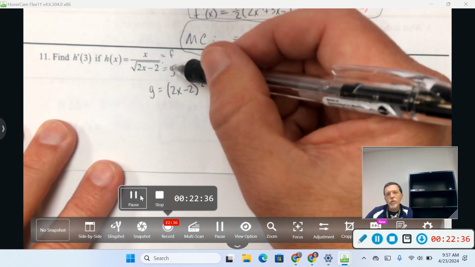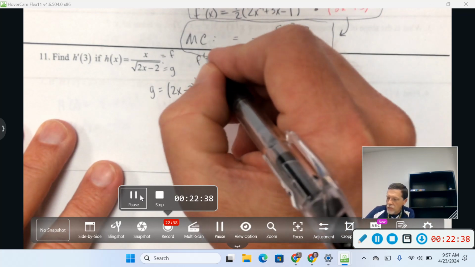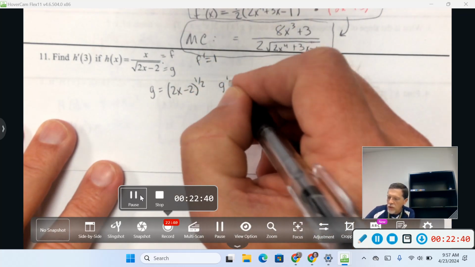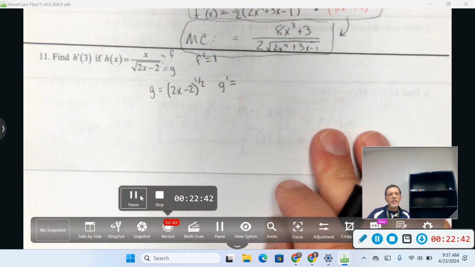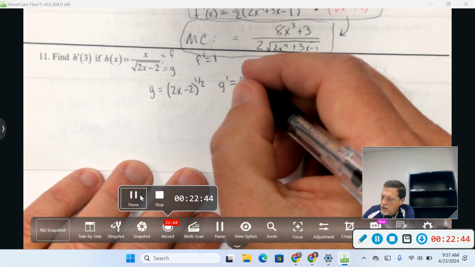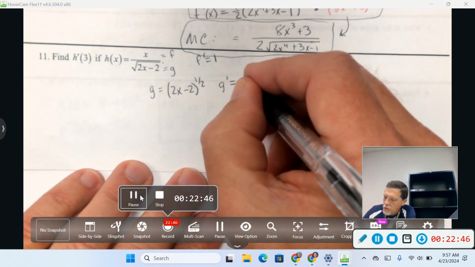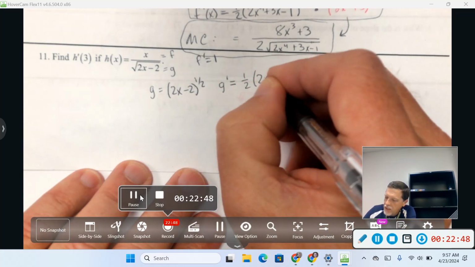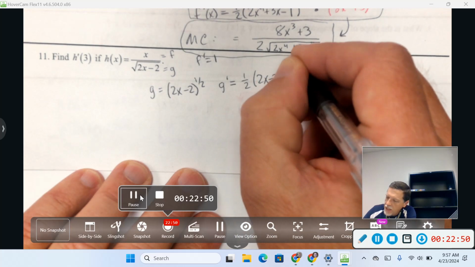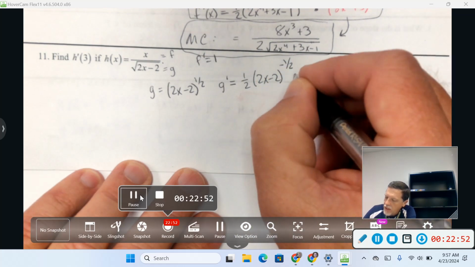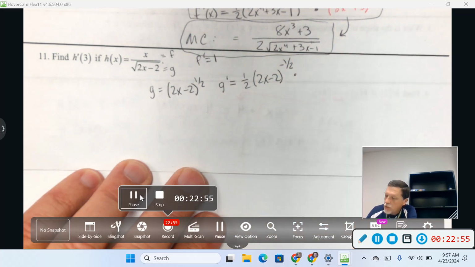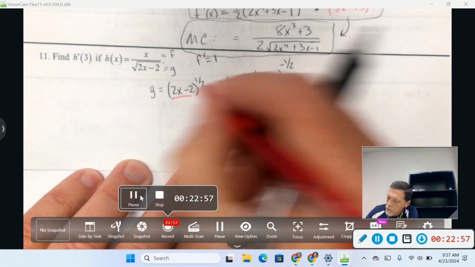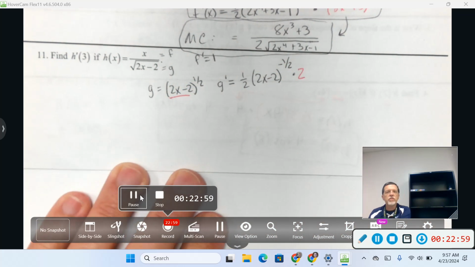I've got to do the quotient rule. F prime's easy. G prime, though, that's going to be the chain rule. So 1/2 is the outside thing, 2x minus 2 to the negative 1/2, times the derivative of the inside thing, which is just 2.